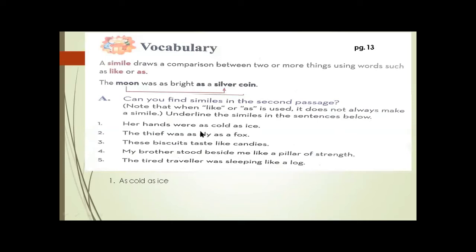Now number 2. The thief was as sly as a fox. Sly means cunning, so the thief was as cunning as a fox. Here the thief's cunningness is being compared to that of the fox. The word as is there, so there is a comparison between the thief and the fox, so it is a simile, and the answer is as sly as a fox. You are going to underline as sly as a fox.